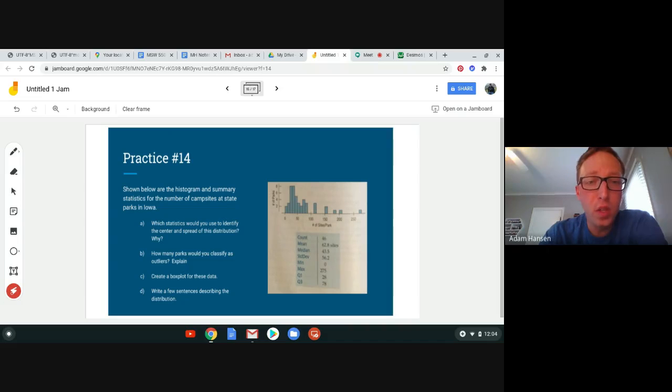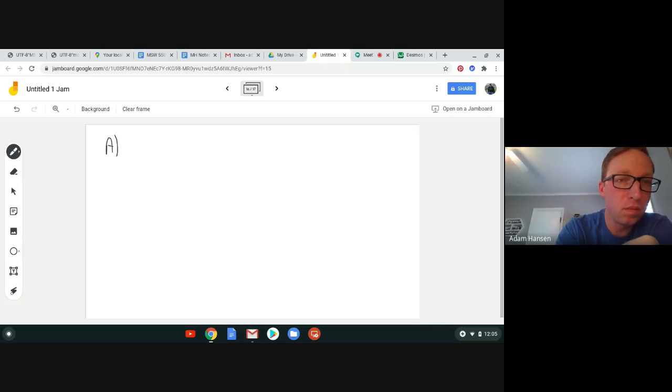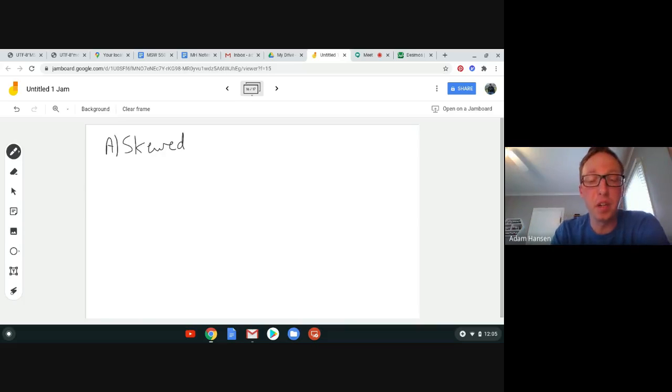So for part A, which statistics would you use to identify the center and spread of distribution, and why? Well, since this is a right skew distribution, we want to use the measures of center and spread that are most resistant to skew. So it could either be median and IQR or mean and standard deviation. And as you've seen, median and IQR are the best summary for this data set because it is skewed.